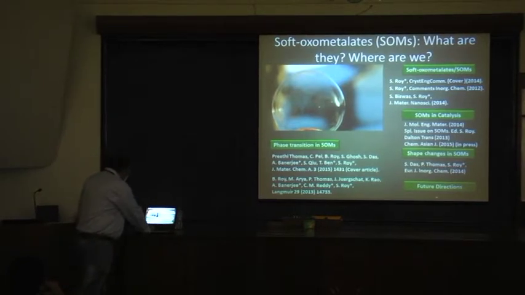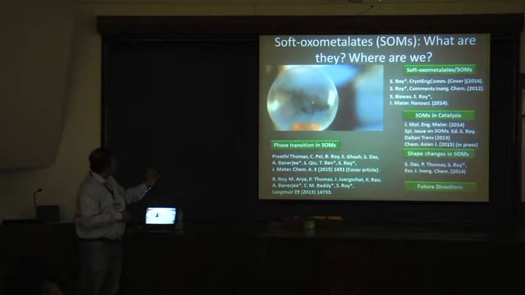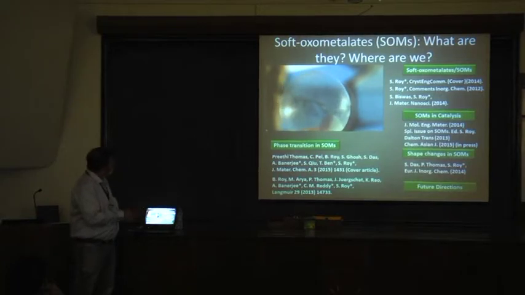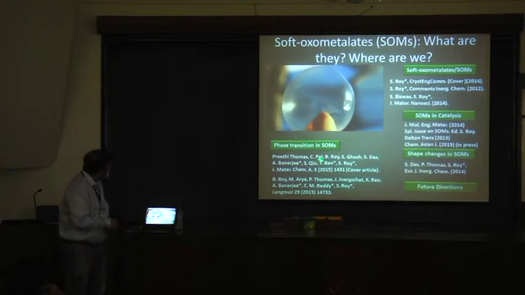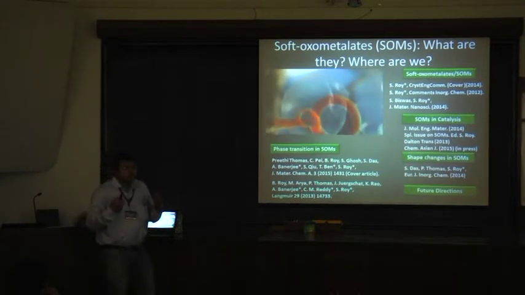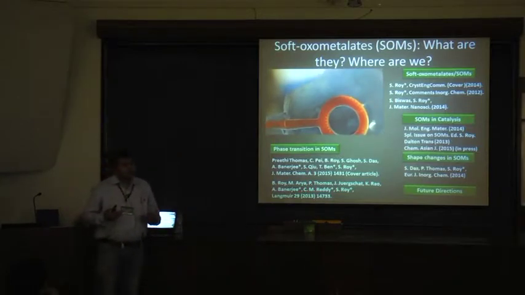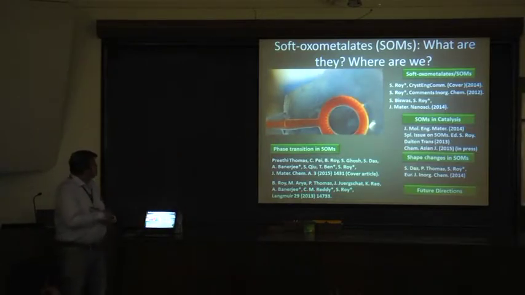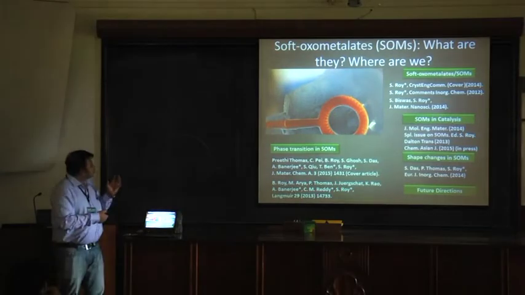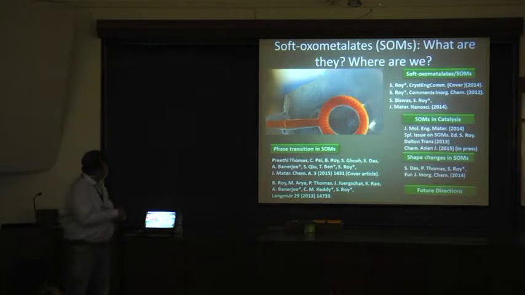Now I will show you a video of a freezing soap bubble. So this is a soap bubble and this is freezing. What it represents is what we can do with these soft oxometalates. Here the soap molecules, the surfactant molecules, are the oxometalates. It's a cooling phenomenon; we are cooling it down, and then you can crystallize it. So basically you can induce shape transition.